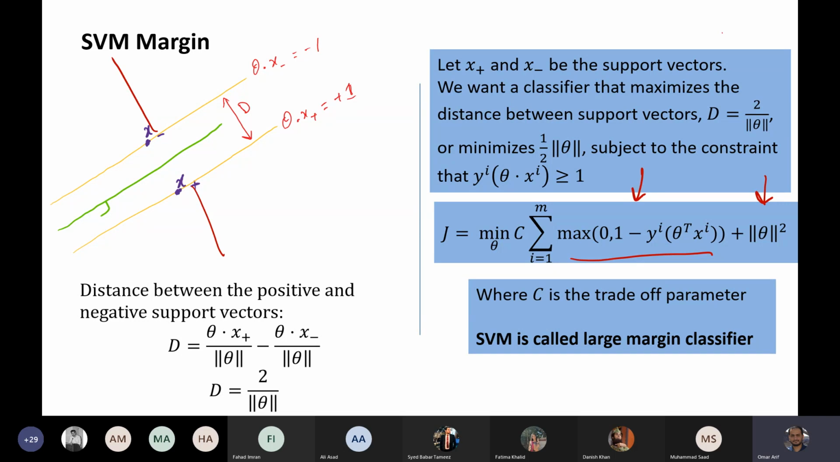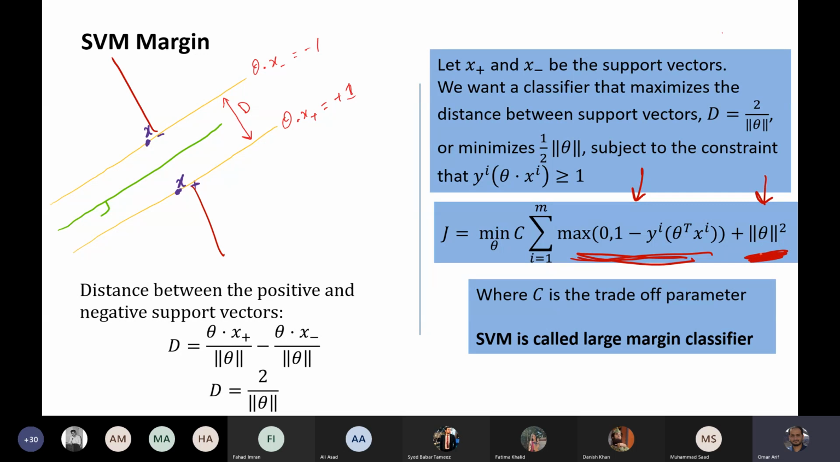So we want to find a balance. This is a hyperparameter that you tune while training. And if C has a small value, then this part, which is the data term, has less weight or less significance in the cost function. This part would have more significance.